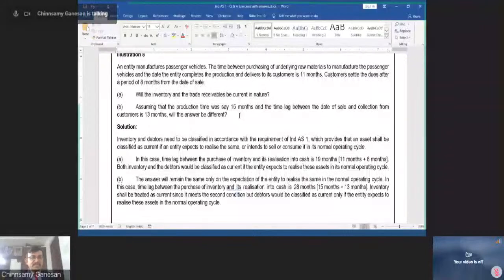Assuming that everything will be collected within 28 months, even for debtors, the debtor becomes a current asset. Inventory also, within 28 months I will consume that. That is also becoming a current asset.